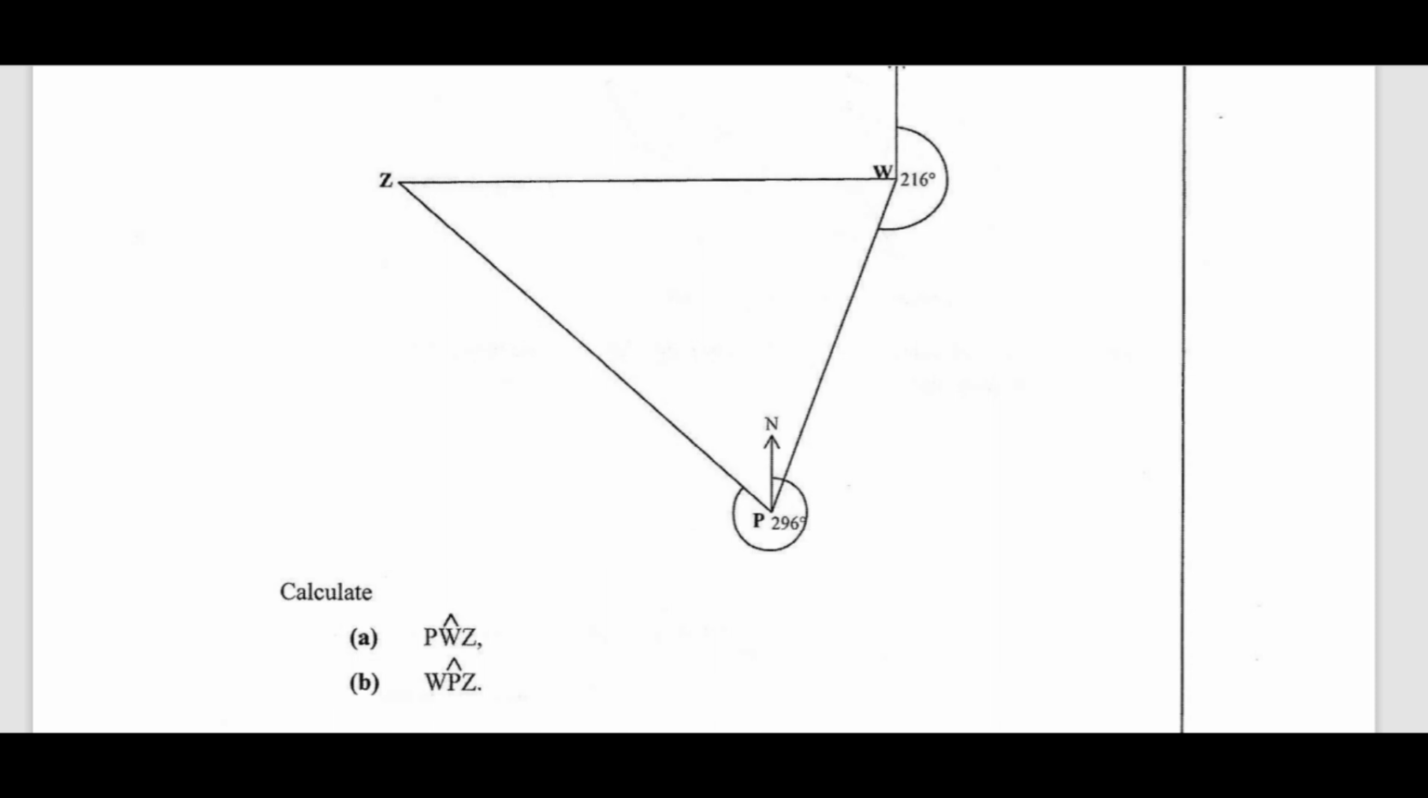So we want to find PWZ. Where is P? P is here. So PWZ is the angle that we want, the bearing that we want. When you look at it, we're going to extend this line. So for us to find this, from here we have a 90 degrees there.